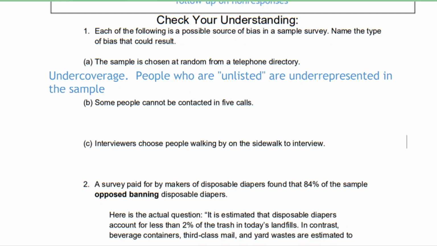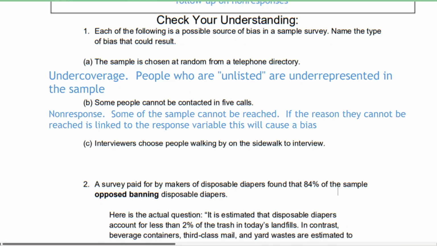Next, some people cannot be contacted in 5 calls. Well, now we're going into a non-response bias. Some of the people cannot be reached, which is another way of saying that they are not responding. So if there's a reason why they cannot be reached, and if that's linked to the response variable, that is going to cause a bias. And remember, unless it's linked to the response, it may or may not be a bias, but it's a definite warning flag if these reasons are linked to the responses.